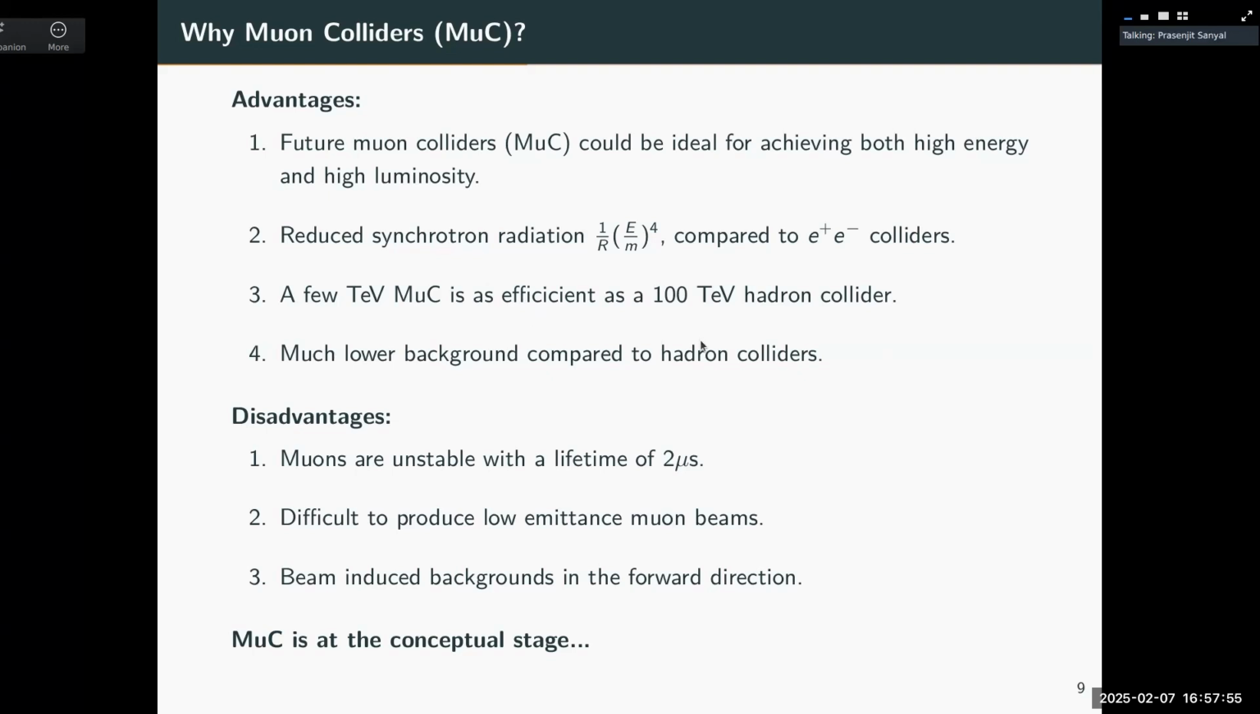But it also comes with some disadvantages. The main ones are that muons are unstable with a lifetime of only 2 microseconds, and it is very difficult to produce collimated or low emittance muon beams. Muon induced backgrounds are always there in the forward direction because muon decays into electrons and neutrinos. Anyway, the R&D group is working to produce low emittance or collimated beams, and tungsten nozzles are proposed along the forward direction so that the beam induced background can be reduced. Muon collider is still at the conceptual stage. If realized, it is possible only after 2040.